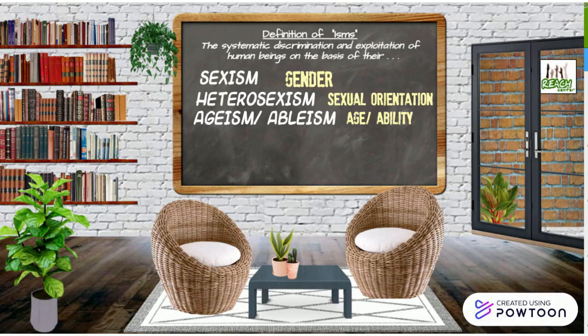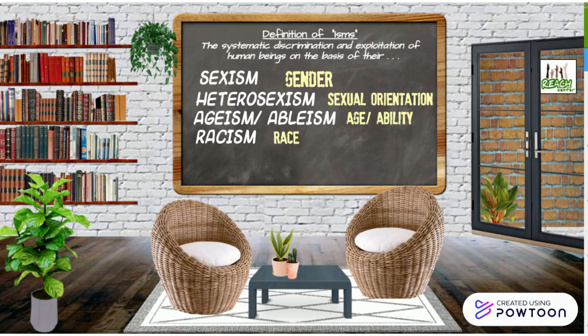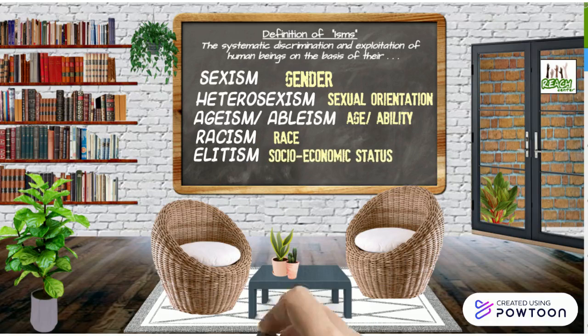The systematic discrimination and exploitation of human beings based on their race is called racism. The systematic discrimination and exploitation of human beings based on their socioeconomic status is called elitism.